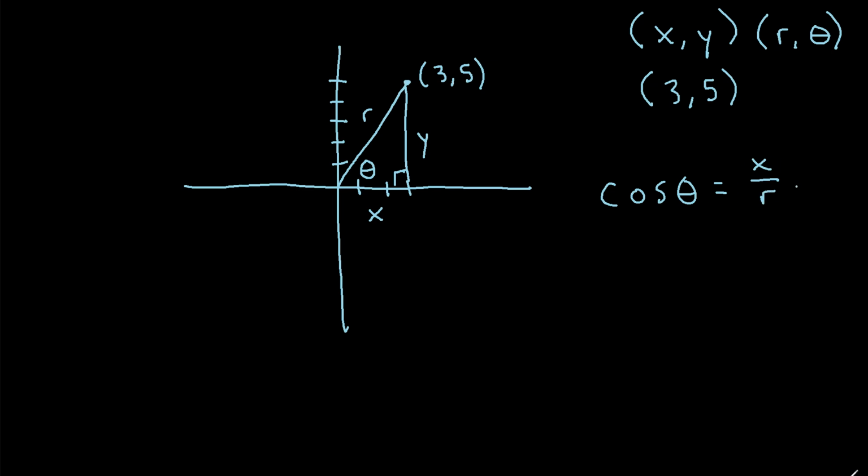The cosine of theta must be equal to x over r. So to solve for x, we could multiply both sides by r. And we would find that the r's cancel out, and x is equal to r times the cosine of theta.